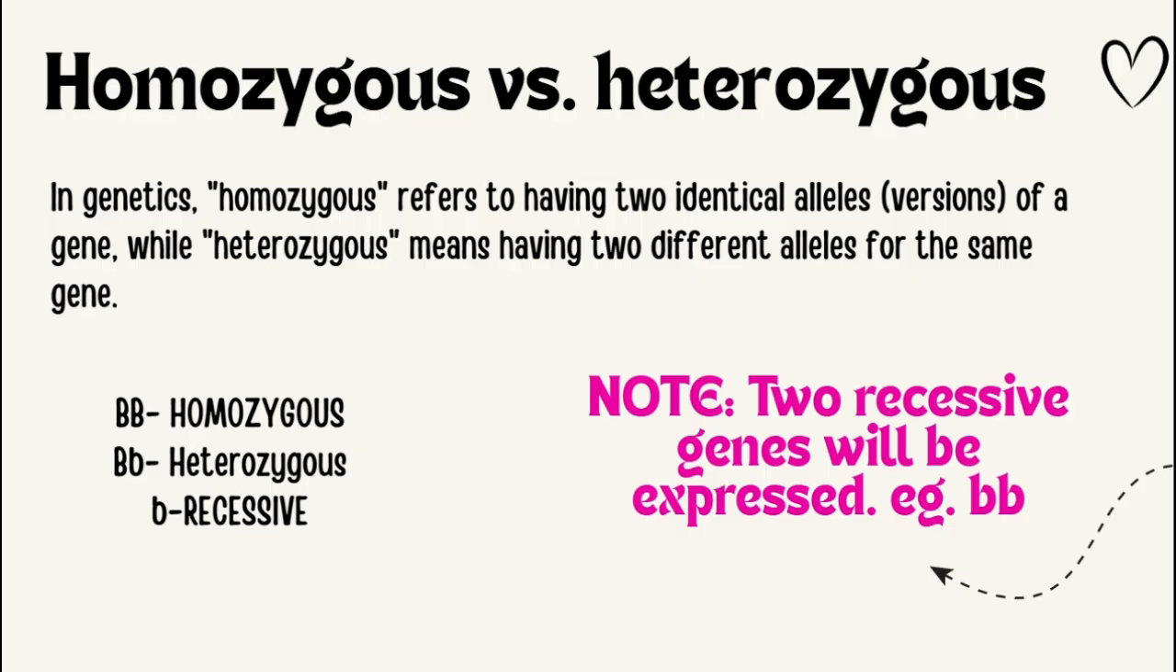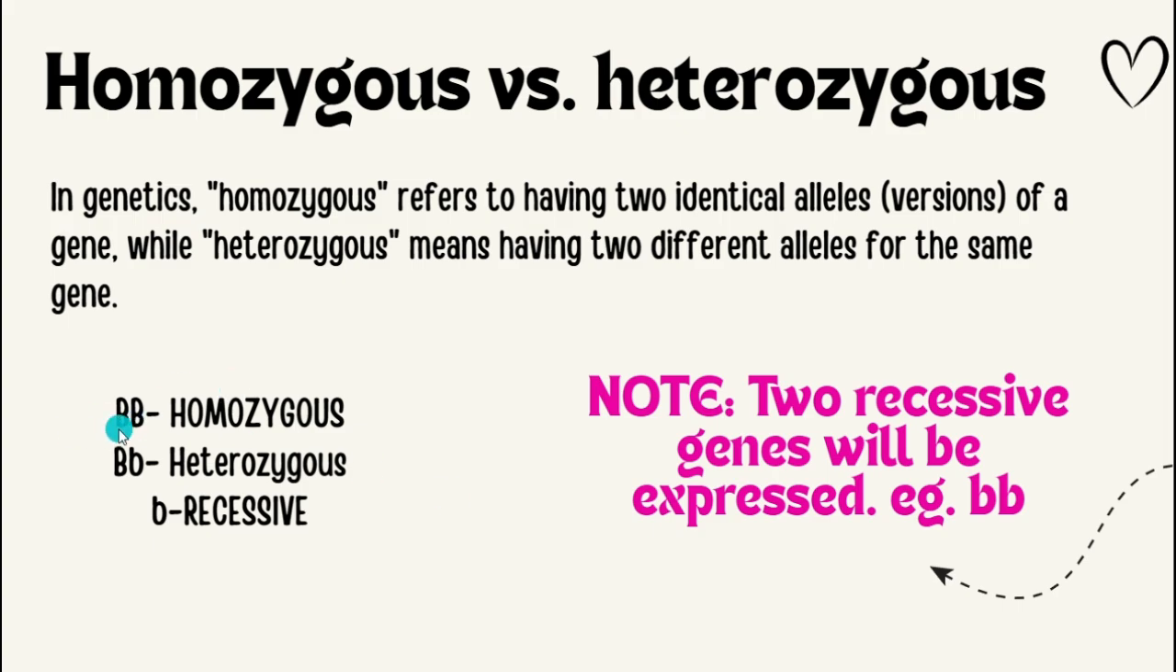Okay, now if we're talking about genes, they can also be homozygous and they can also be heterozygous. So we said before that the recessive gene is not expressed unless there are two of them together, right? So if a big B is before the little b, that little b is not going to be expressed, right? So homozygous, which means same, means that two alleles or two genes, it just means that both of them are the same.